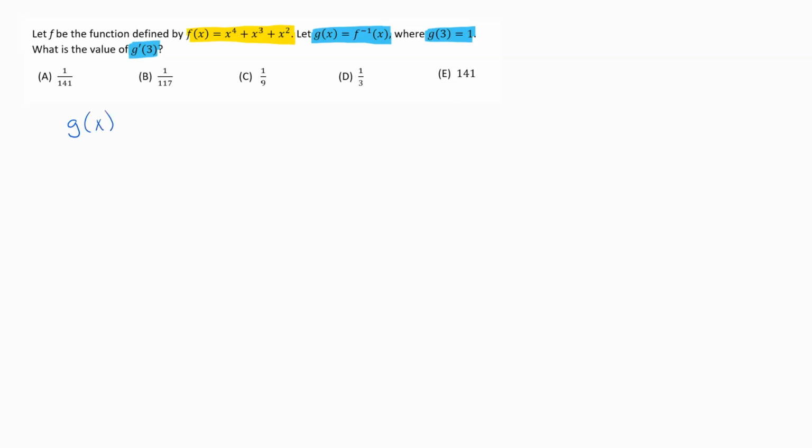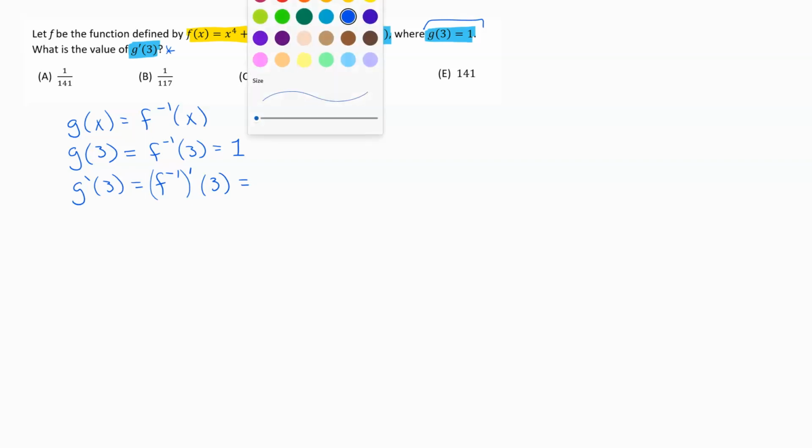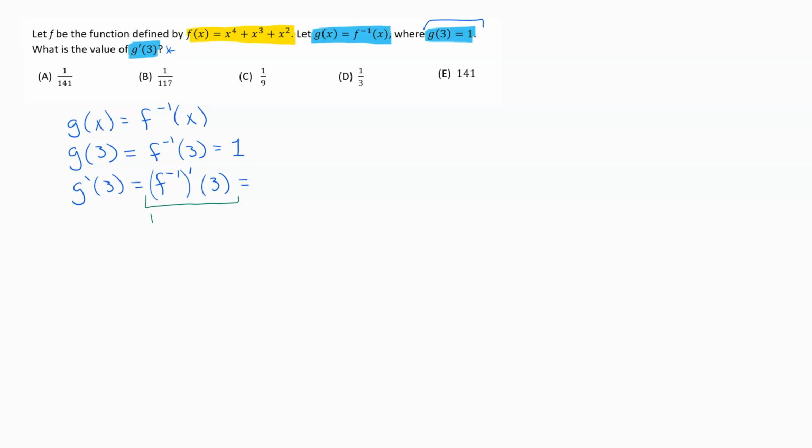So this problem is secretly all about the derivative of an inverse. Let's decipher what I mean by that. g of x is the inverse function here, right? They're telling us g of 3 equals 1, so really the inverse of 3 also equals 1. And what they want us to find is the derivative g prime of 3, which is really f to the negative 1 prime of 3. The notation on these inverse derivatives is always so funky. So secretly, this is the derivative of an inverse function.